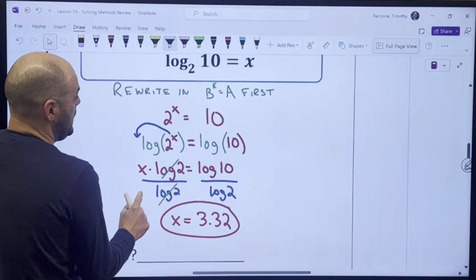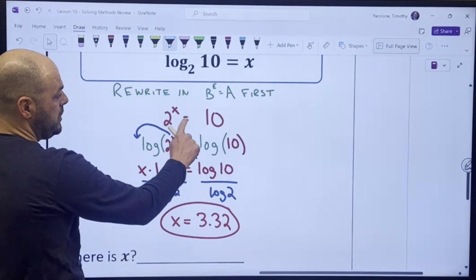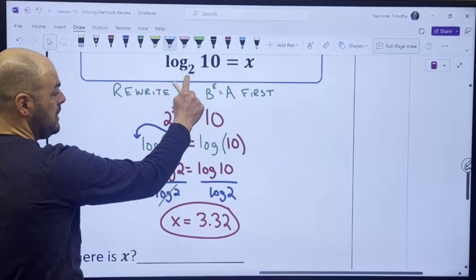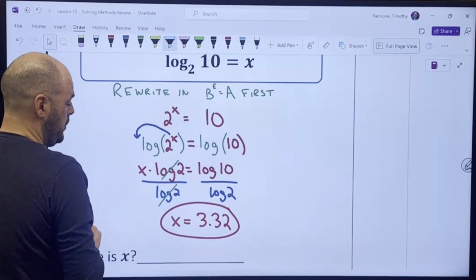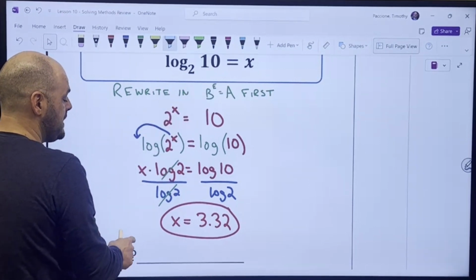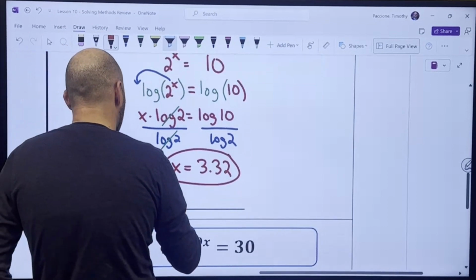And again, you could check it. That means 2 to the 3.32 is approximately 10. That means log base 2 of 10 is approximately 3.32. And again, where was the x? It was in our exponent.